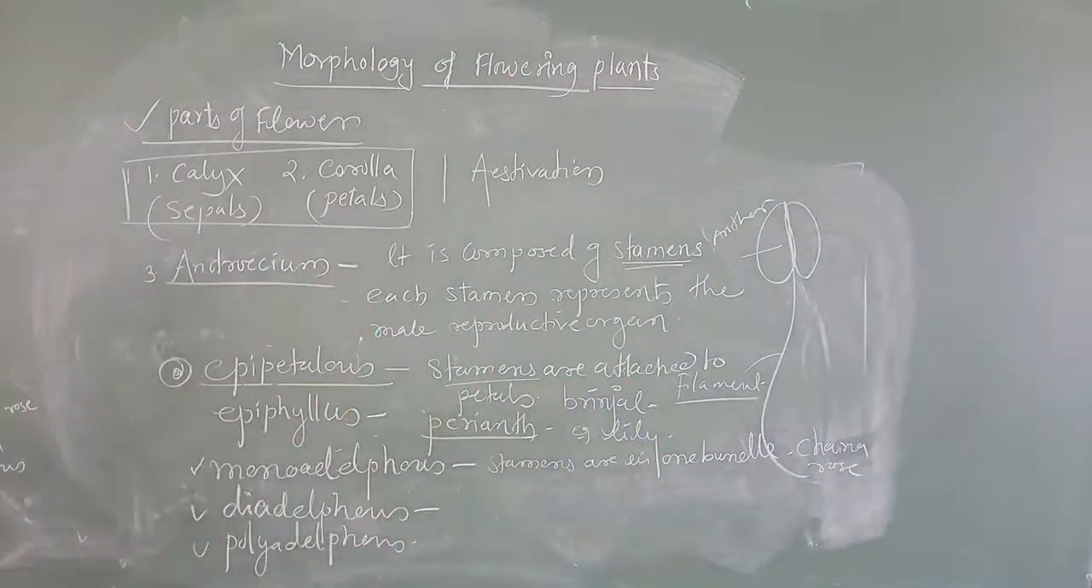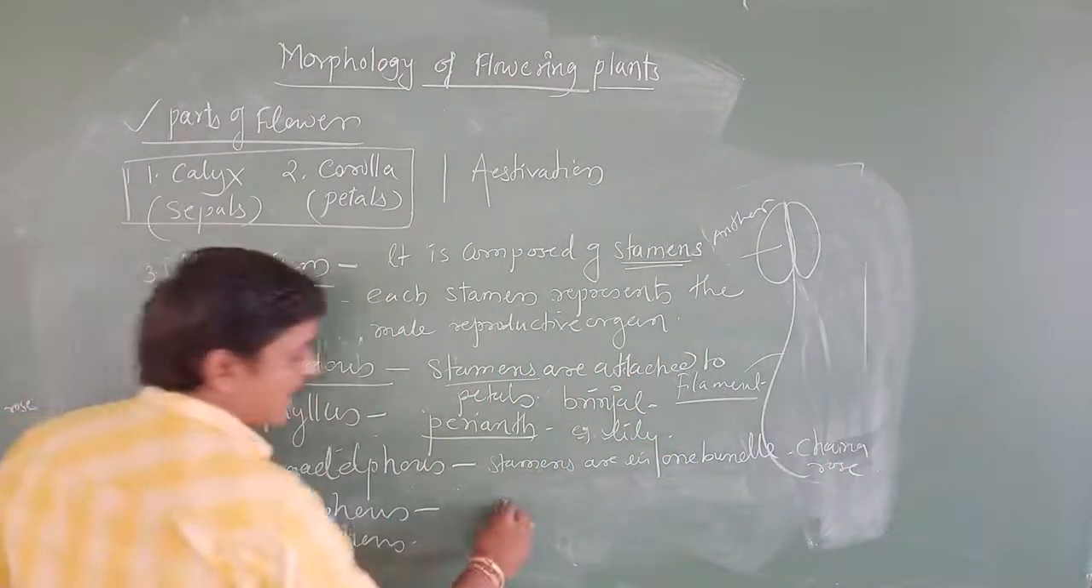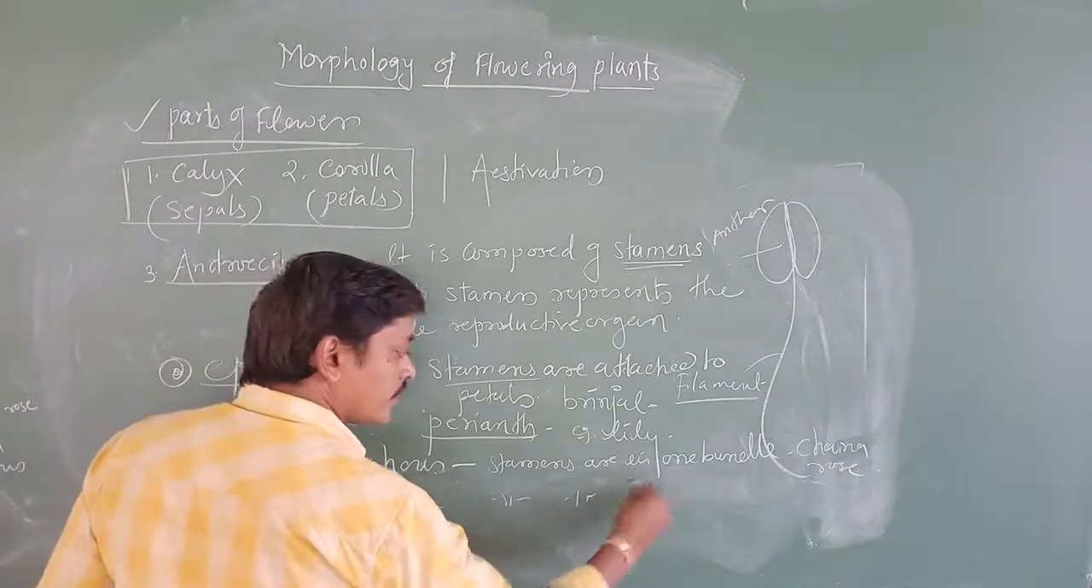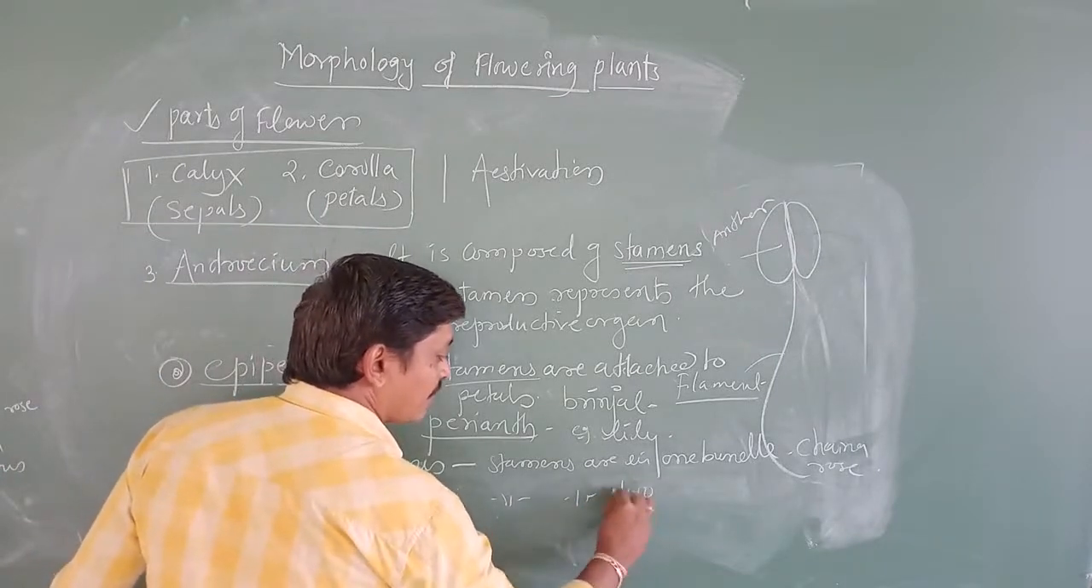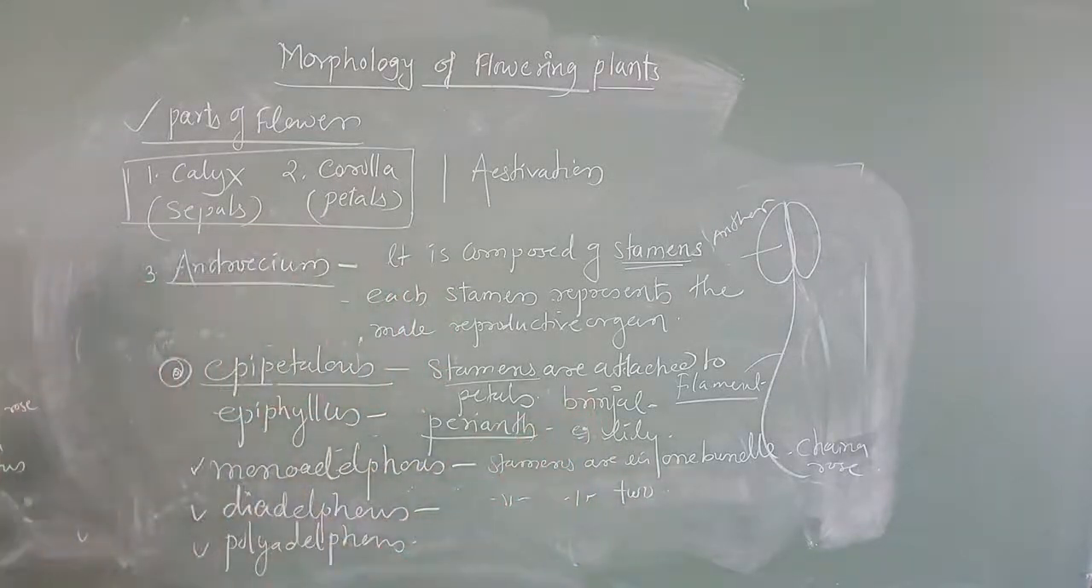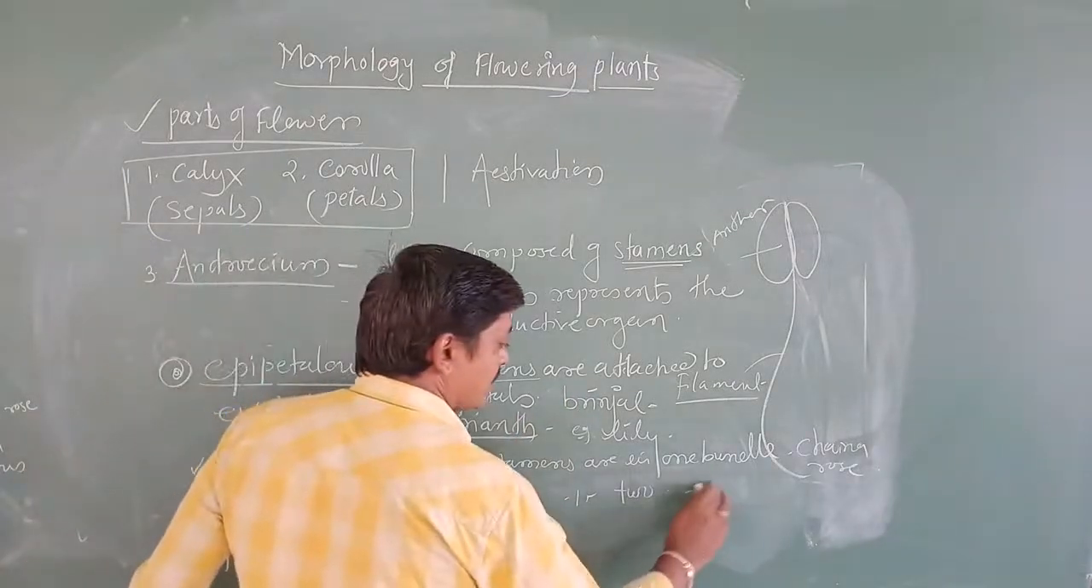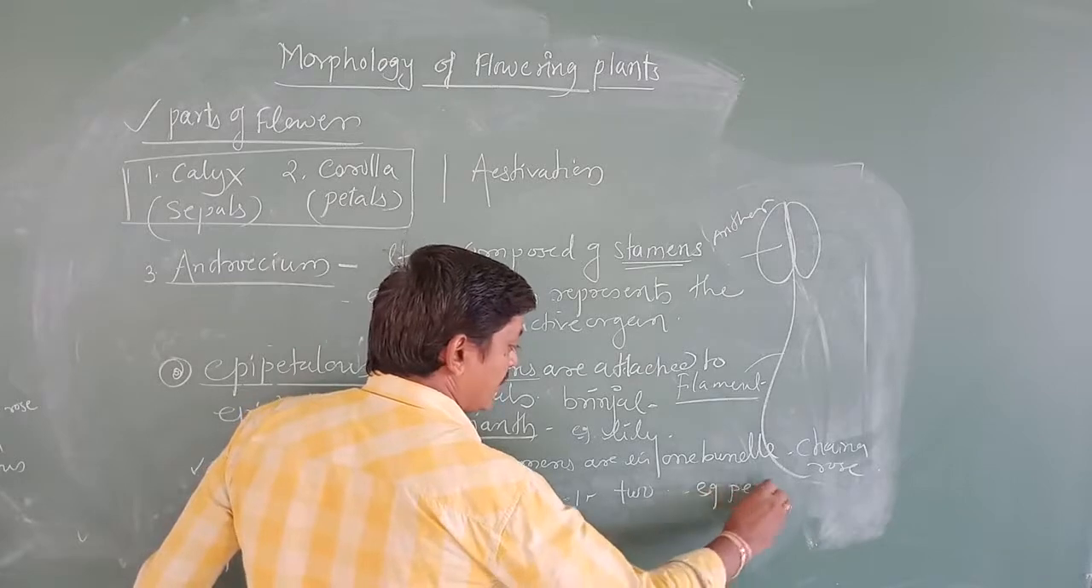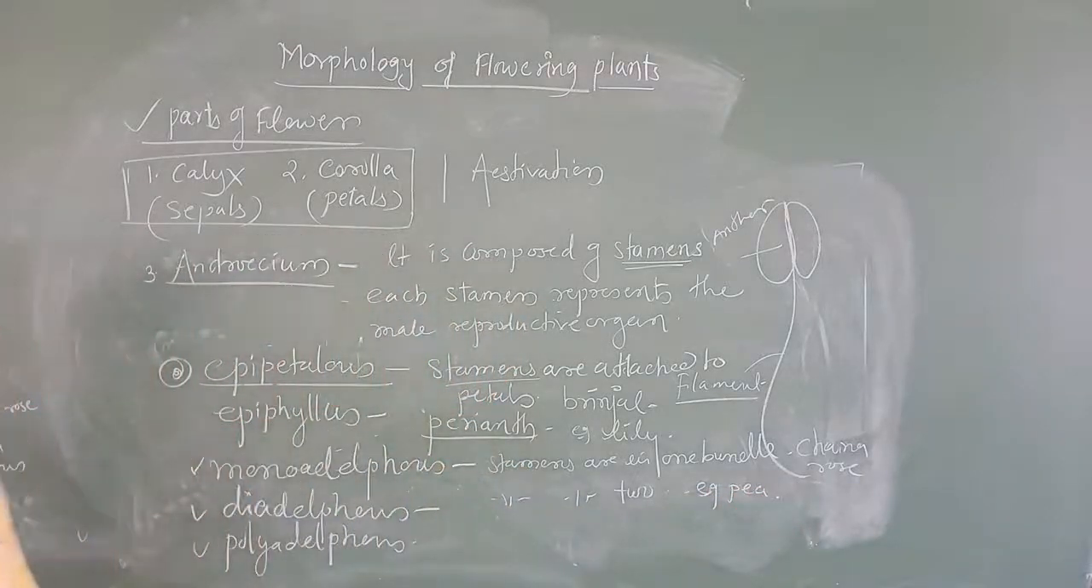Next, diadelphus: stamens are in two bundles. They are united in two bundles. Example is pea plant. You are going to find the stamens arranged in two bundles.